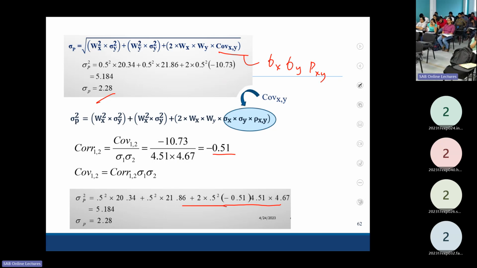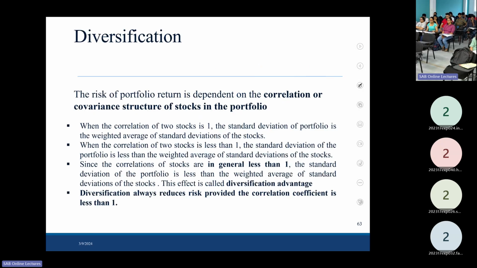So now I am asking a question: by constructing the portfolio, do you have any risk diversification? Is there any possibility to minimize the risk and maximize the return, so that you should be able to determine? Right. So now looking at this, the risk of a portfolio return depends on the correlation, the covariance structure of the stocks in the portfolio. Recall the double summation approach.